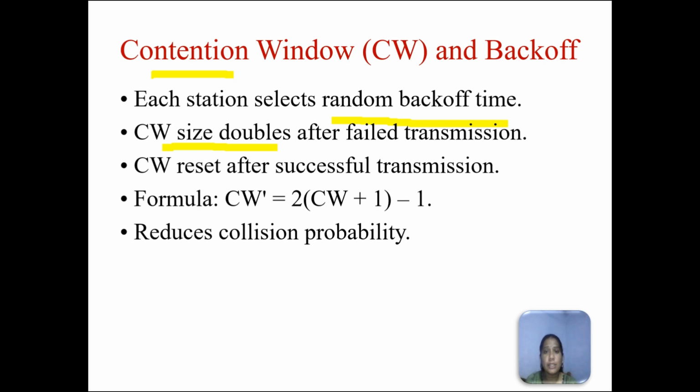Once the transmission is successful, the CW is reset to its minimum value. The formula for calculating contention window size is twice the contention window size plus 1 minus 1. This is an adaptive mechanism which allows the network to handle congestion more efficiently. So each and every time a collision occurs, the contention window size will be approximately doubled compared to the previous contention window size.